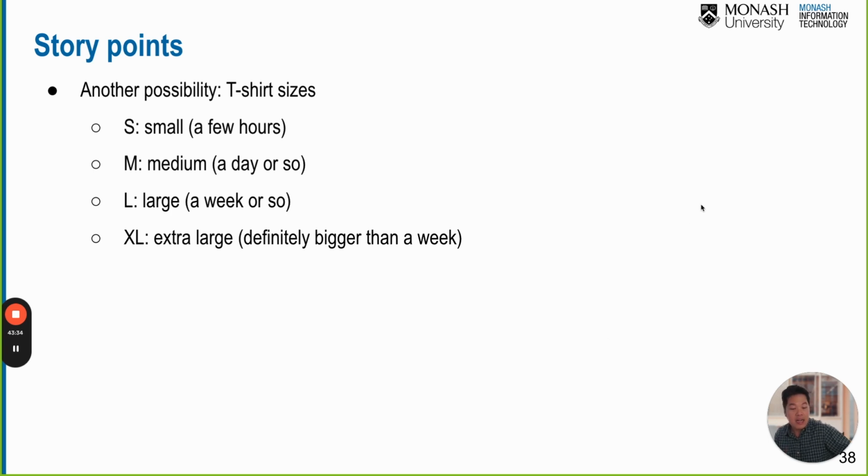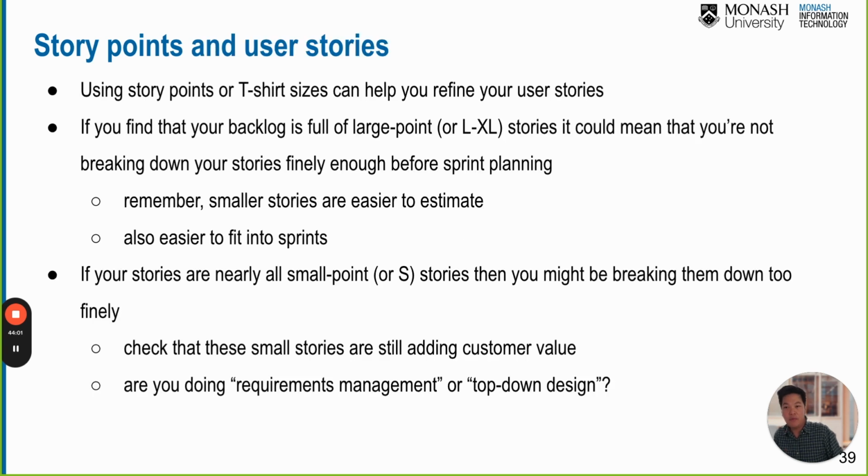Okay. Another scheme, instead of using the story point, we can use a t-shirt size estimation scheme as well. For example, small, medium, large, and extra large, right? So small represents a few hours of work, medium represents a day or so, okay? Large represents a week or so, and extra large represents something that is bigger than a week, okay? And what else? User story, T-shirt size, planning poker.